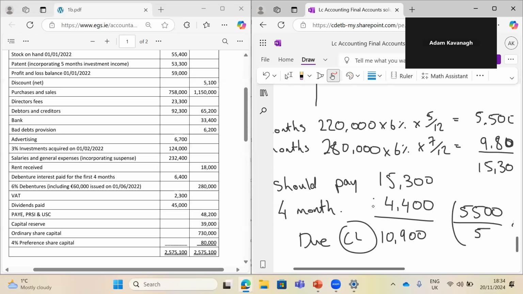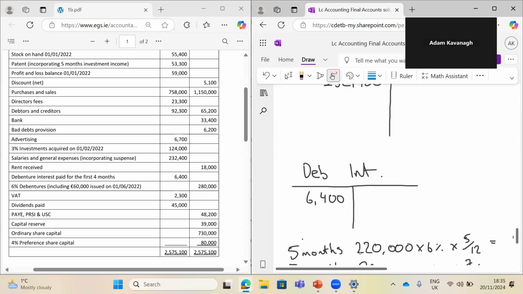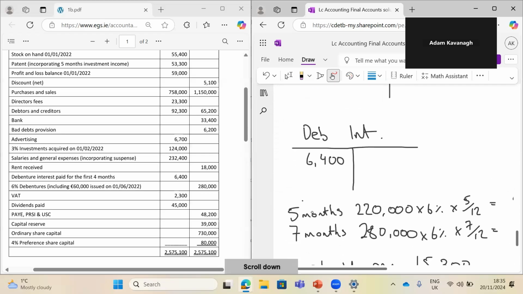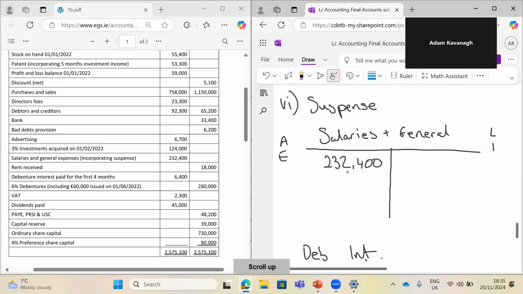Now, this amount here, the 4,400, we should have that in this account here, the debenture interest. This should be 4,400. So to reduce this to 4,400, we have to make an entry on this side of 2,000. Whatever entry we do on this side of this account, we must go to the account where the suspense is and add it on the opposite side, which means you have to put 2,000 here. Okay, so that's that part of the question done.